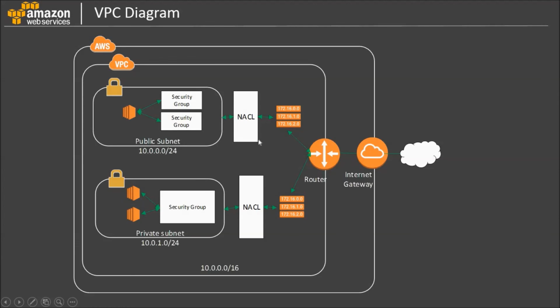So network access control lists are for that purpose. They are attached at the subnet level. One network access control list can be attached to one or multiple subnets, which is not shown here, but we are going to see that in our next lab. So here we have two different network access control lists attached to two different subnets.